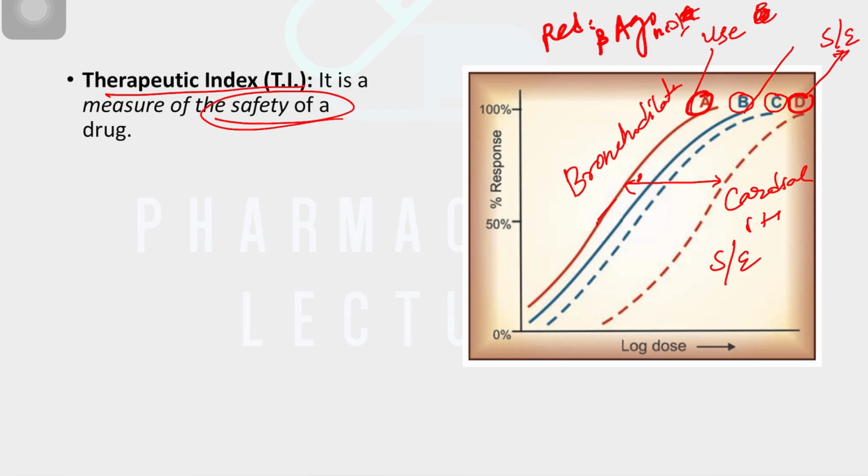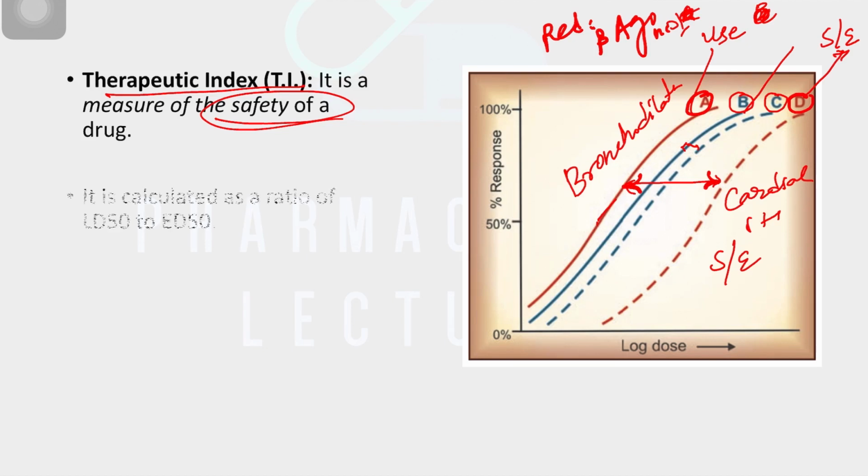If the gap between its therapeutic effects and its side effects is more, then it has a higher therapeutic index. So this gap is called the therapeutic index. While this blue drug has very little gap between the two responses, side effects and therapeutic use, so it's called a narrow therapeutic index.